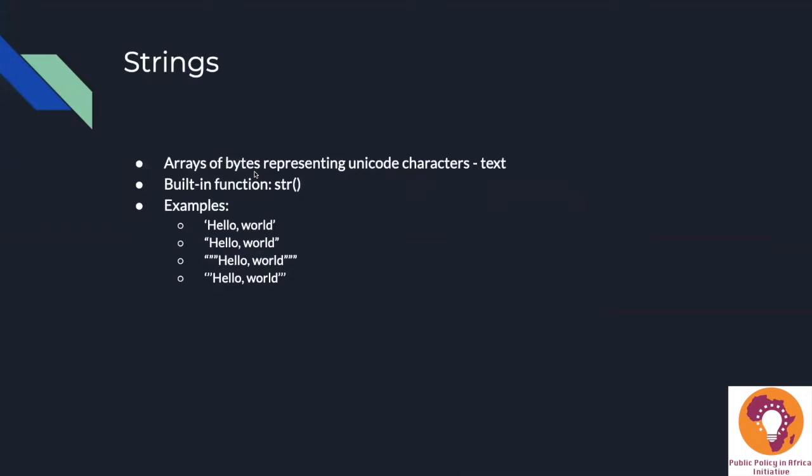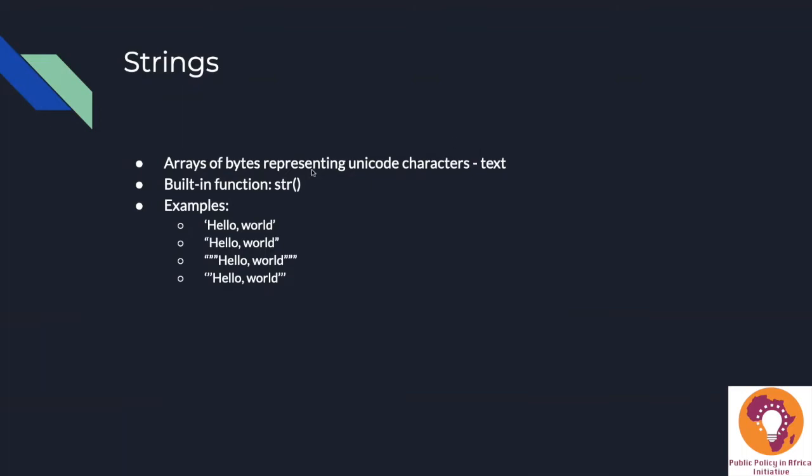So the first data type we want to talk about is one of the more basic data types. We've seen this already when we did our Hello World assignment. So strings are the first data type. They're basically arrays of bytes representing Unicode characters. So they're basically text. Unicode characters are a certain type of encoding that computers support. And there are a bunch of different ways to encode letters and numbers in Python or in a computer, but Unicode is probably the most common version out there.